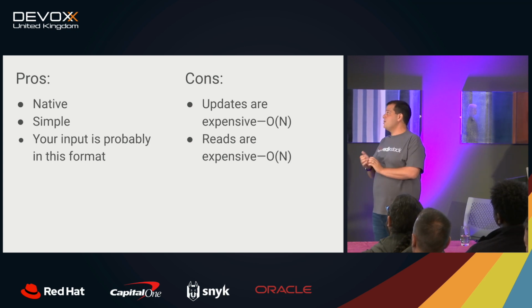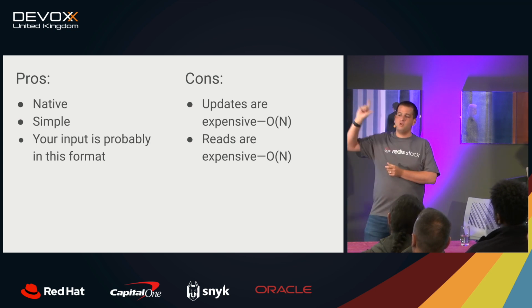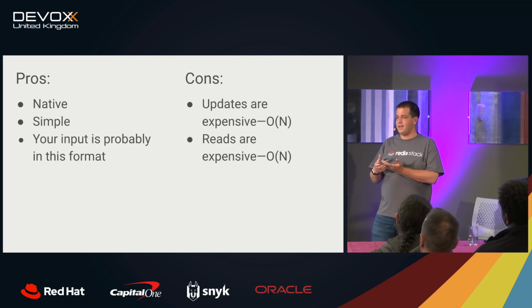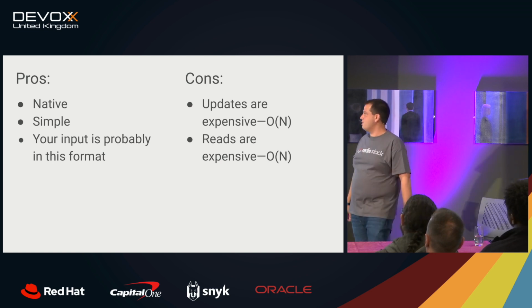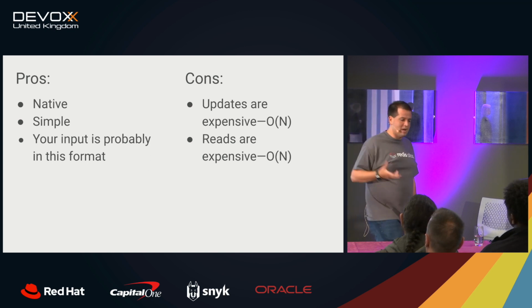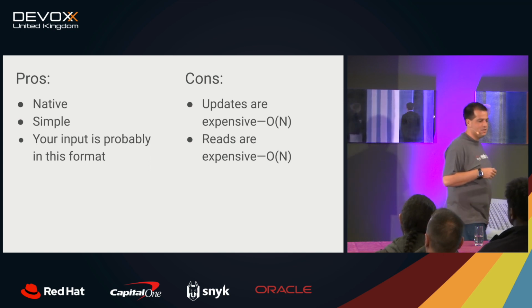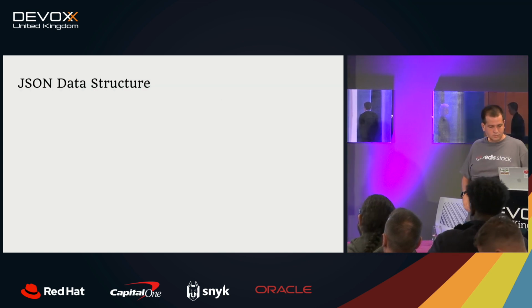The big problem though is that updates are really expensive and reads are really expensive, because if you want to update, you have to query the entire string, deserialize it, make an update to it, reserialize it, and send it back to Redis. It's kind of an expensive group of operations. And reads are expensive because you have to basically pull the entire object back. You can't just read a single bit out of it. You have to pull the whole object back and deserialize it.